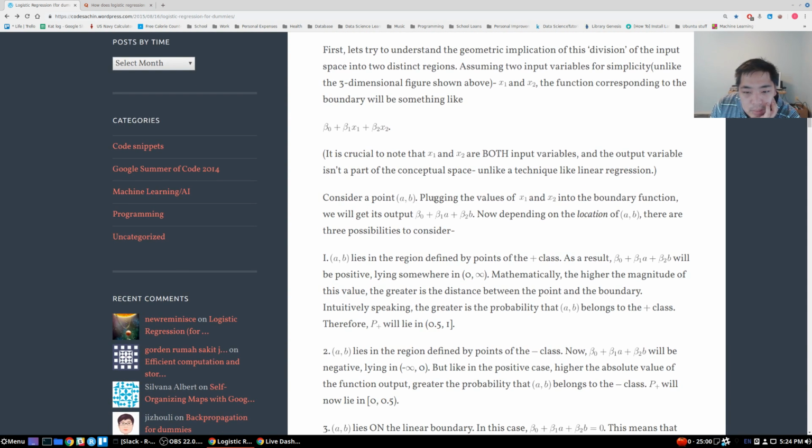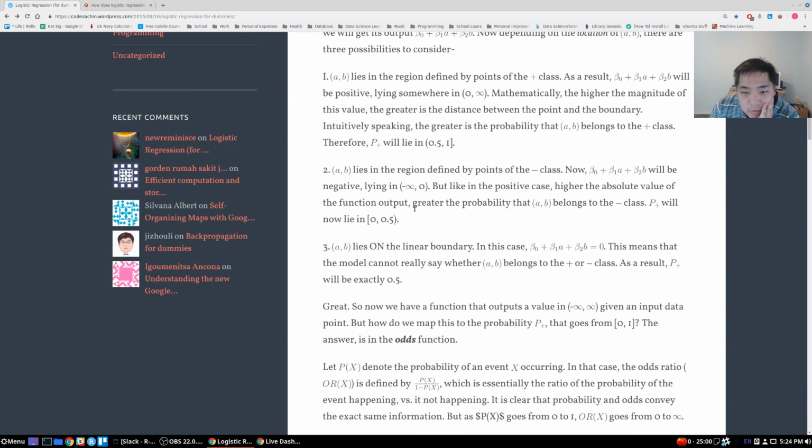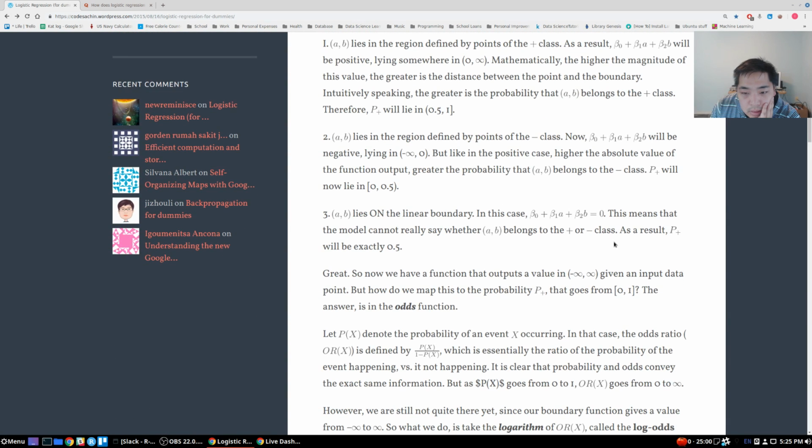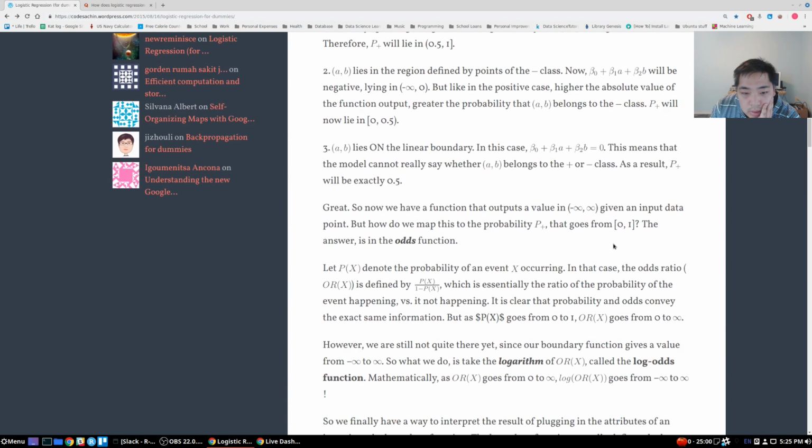Consider a point AB, plugging the values of x1 and x2 into the boundary function. We will get the output b of 1a and b of 1b. Now, depending on the location of the point AB, there are three possibilities: above, below, and on the linear boundary.